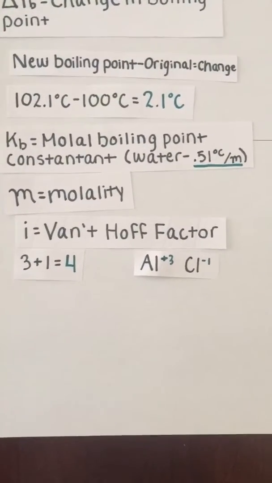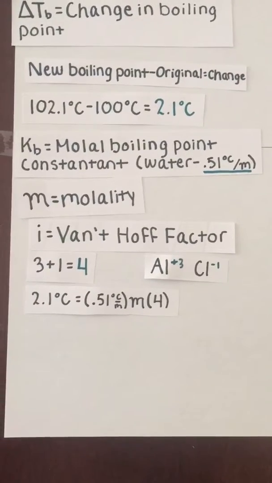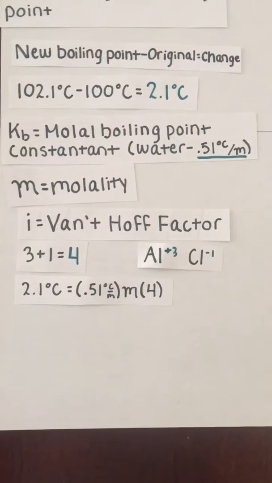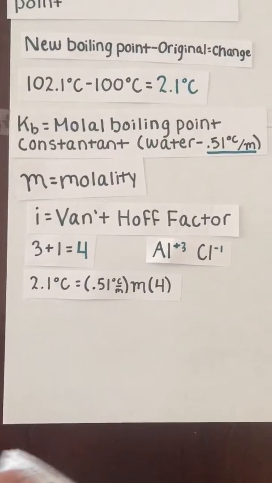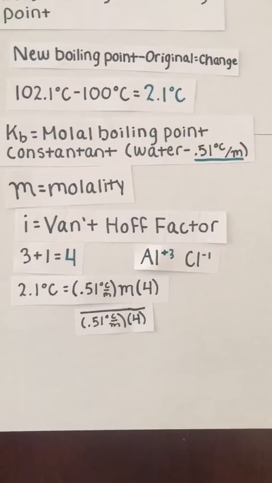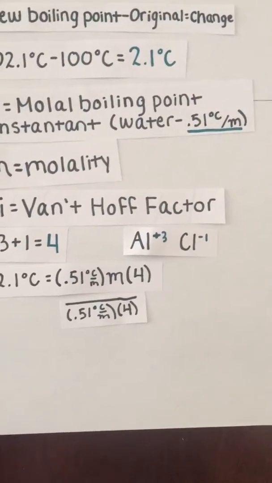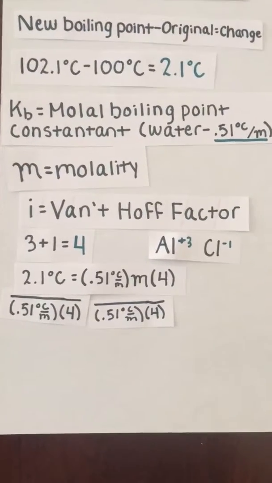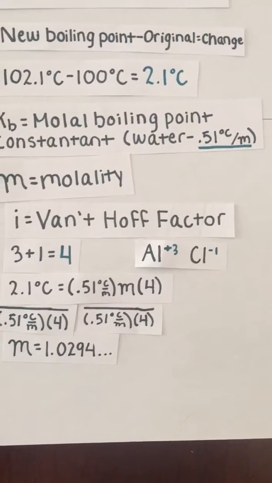So now that we have all our numbers, we can plug in the numbers and solve. So we put 2.1 in for delta T, 0.51 for the boiling point constant, and 4 in for the Van't Hoff factor. Now to get m alone, we have to divide both sides by 0.51 and 4. So on this side, we divide by 0.51 and 4, making sure to use the proper notations on the side, degrees Celsius over m, and 0.51 times 4 on this side. And if you put that in your calculator, you should get m equals 1.0294 continuing.